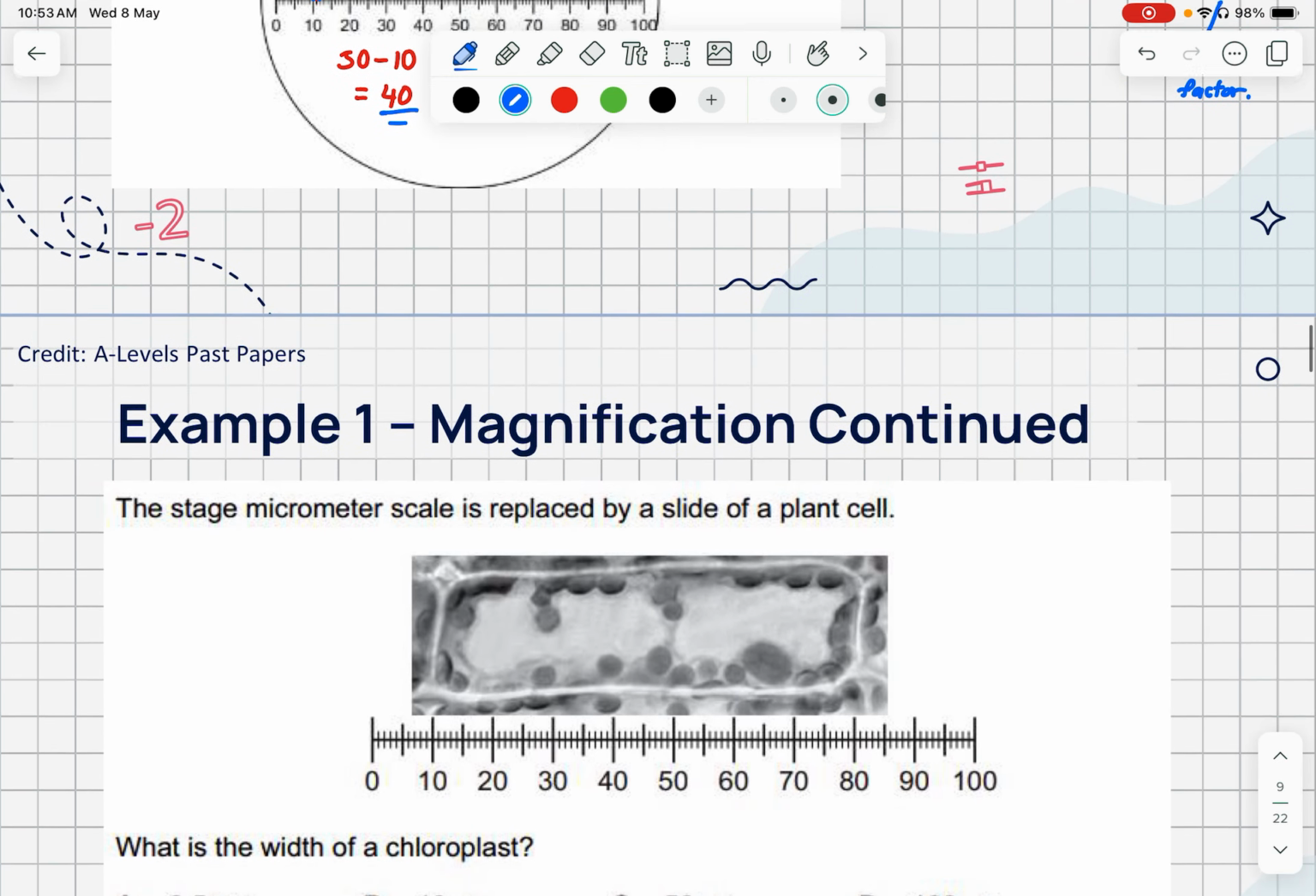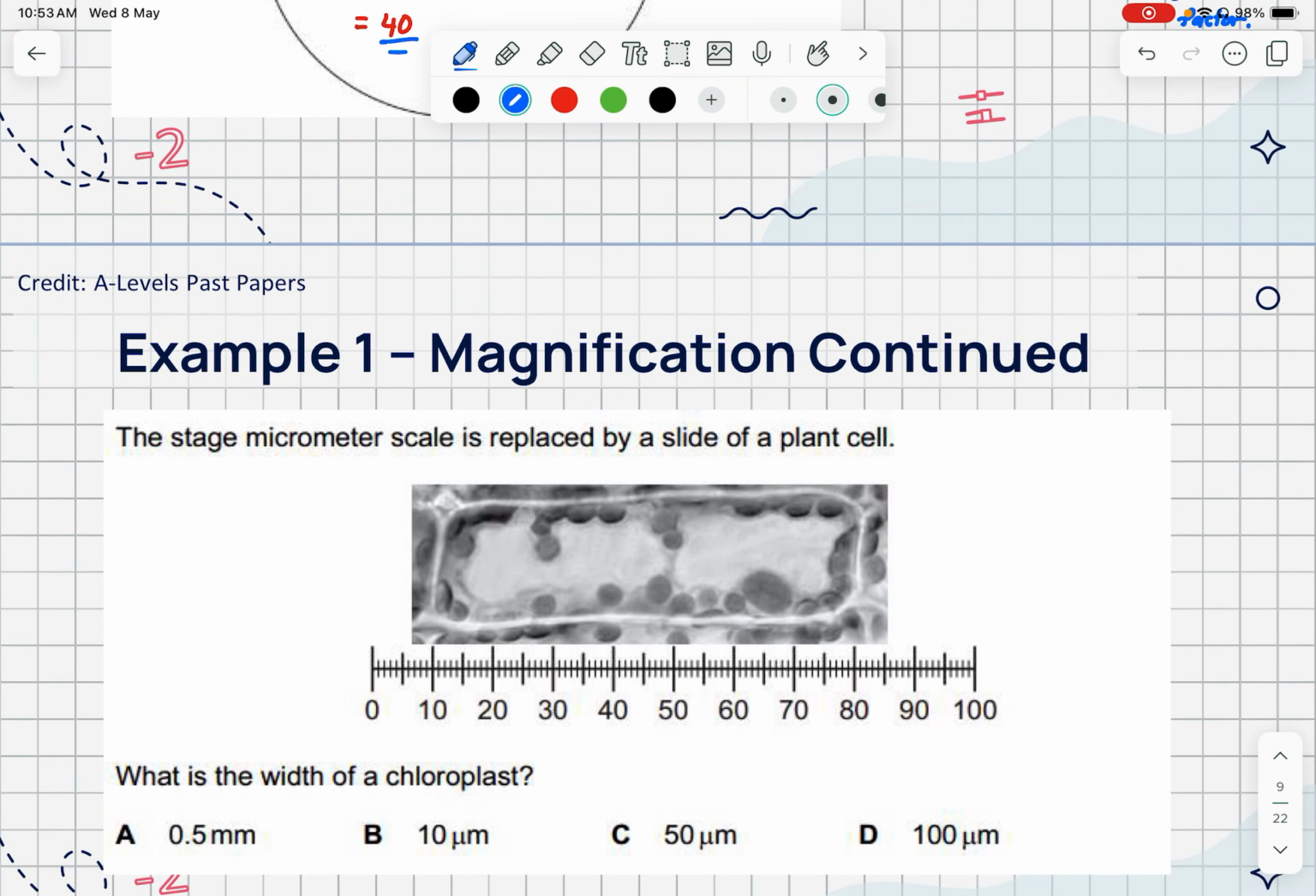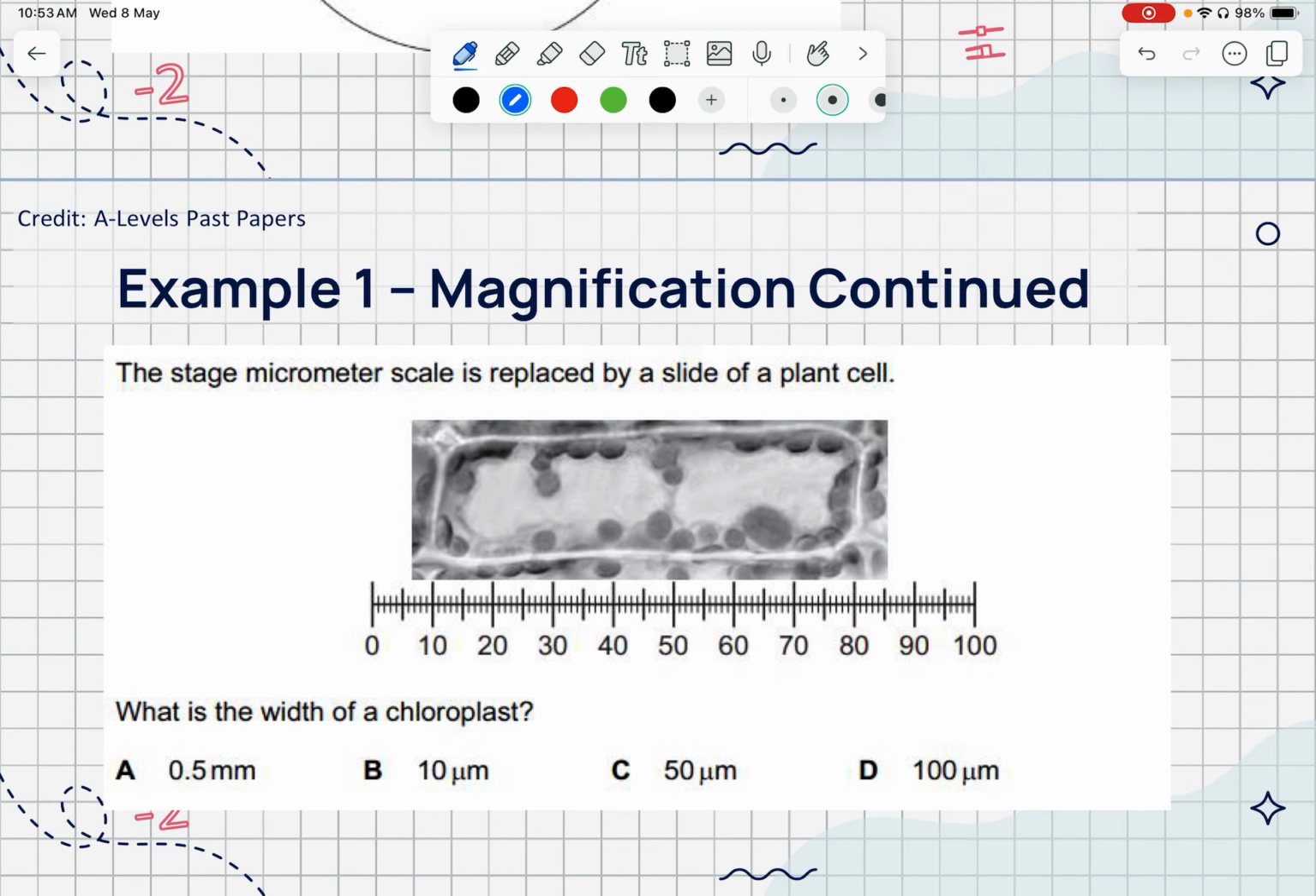Okay. All right. Now, after we have calibrated it, we are going to find the width of the chloroplast using the magnification factor that we got. So the magnification factor we have is 2.5 micrometers. Now the stage micrometer scale is replaced by a slide of a plant cell. What is the width of the chloroplast? So the width of the chloroplast, not the nucleus.